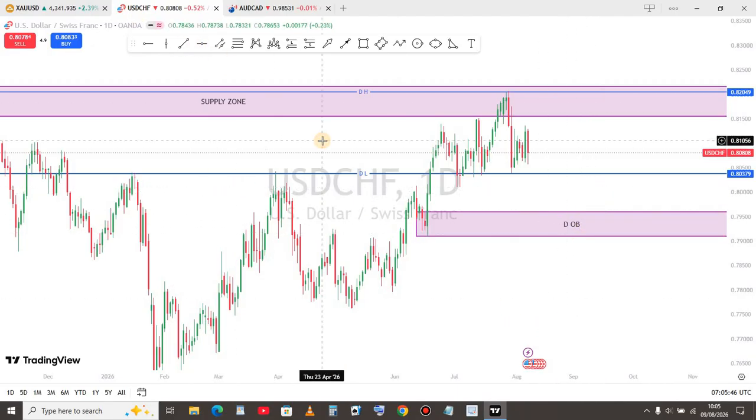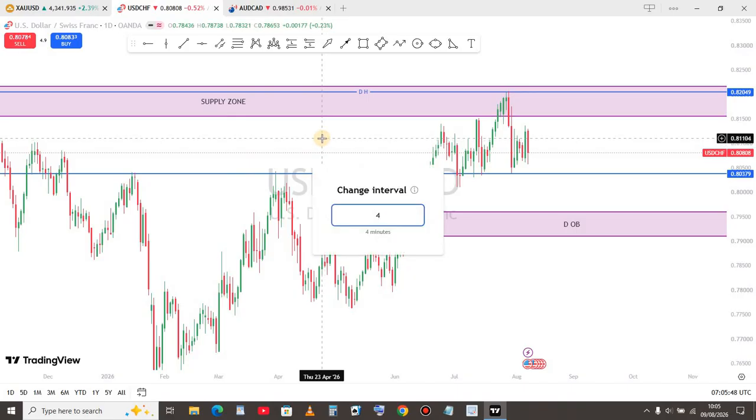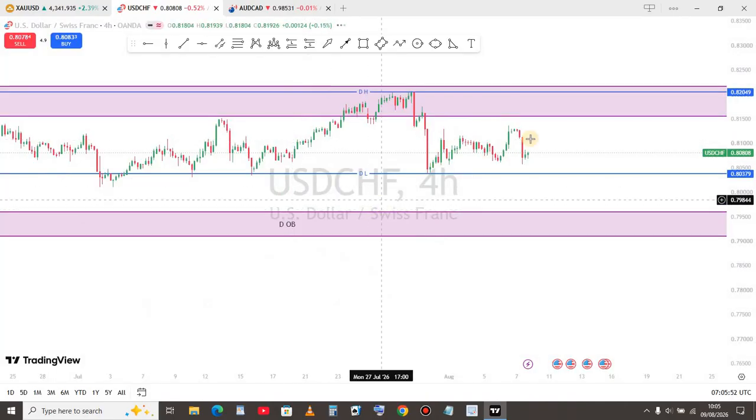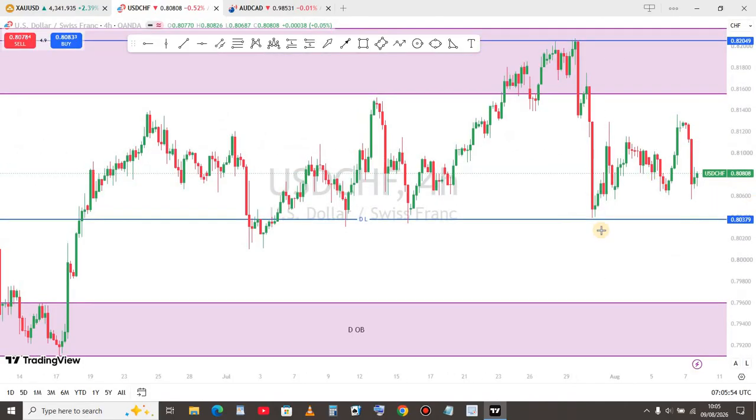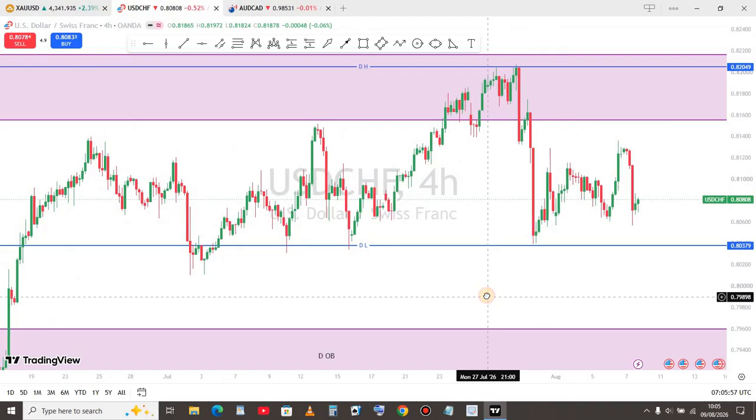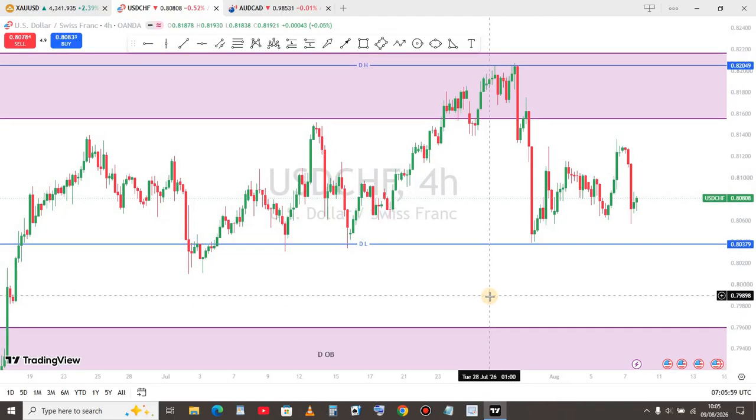So we have to go to the 4-hour time frame again. Okay, so set the chart. On our 4-hour time frame, we have a 4-hour high and a 4-hour low. First thing to look at. So let me mark it.